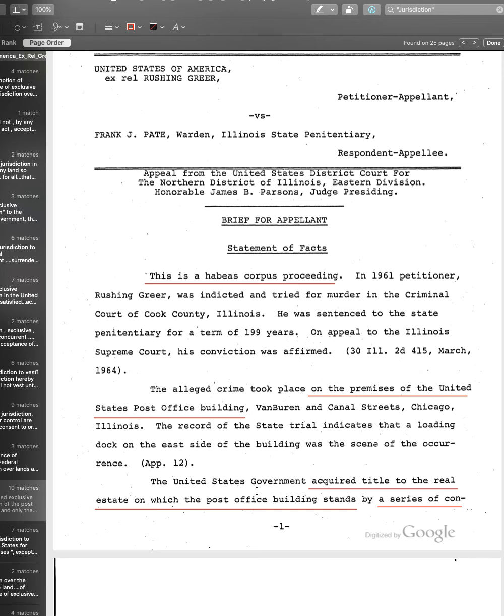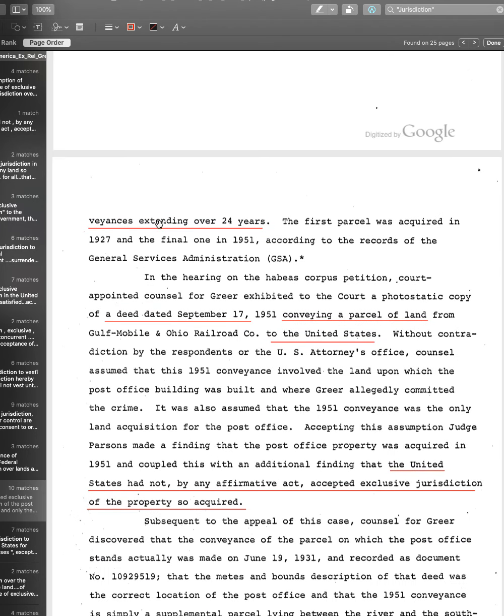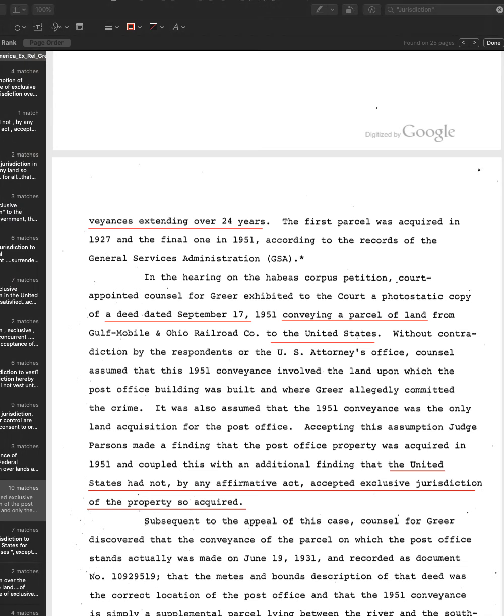The United States government acquired title to the real estate on which the post office building stands by a series of conveyances extending over 24 years. The first parcel was acquired in 1927 and the final one in 1951, according to the records of General Services Administration. So remember, the Constitution says that the federal government can have exclusive legislative jurisdiction over an area within the state to which they erect a new state.